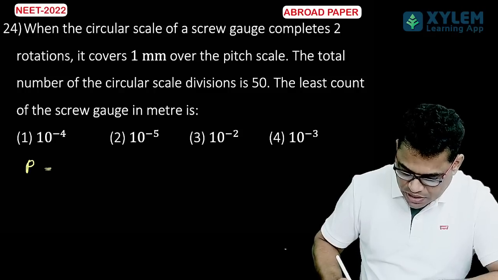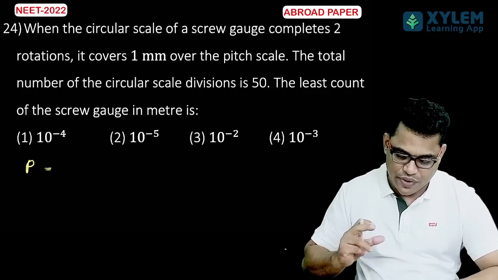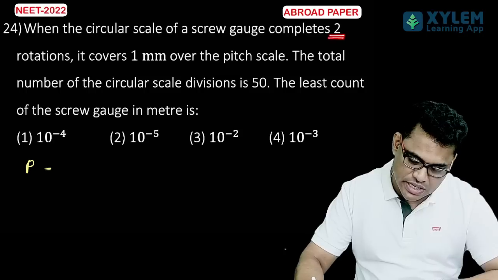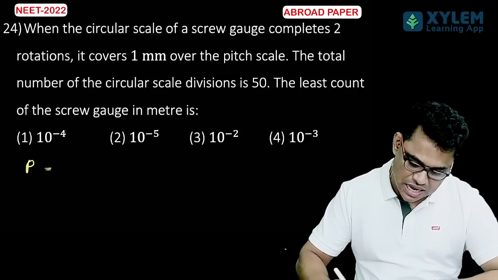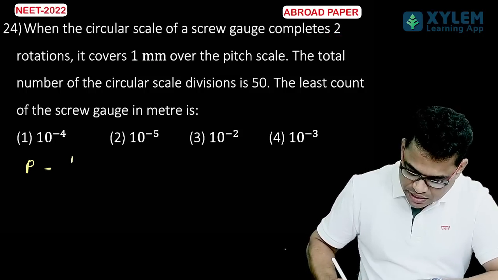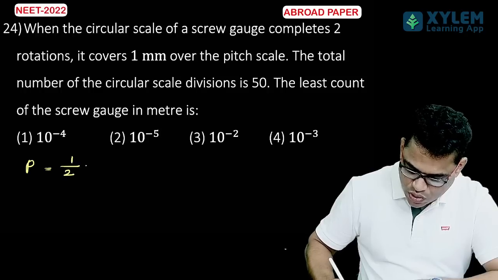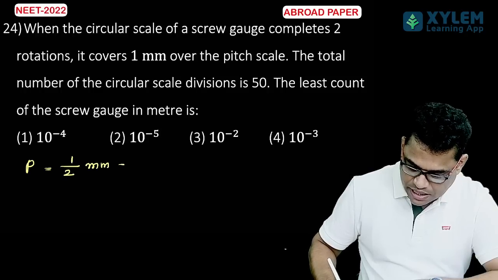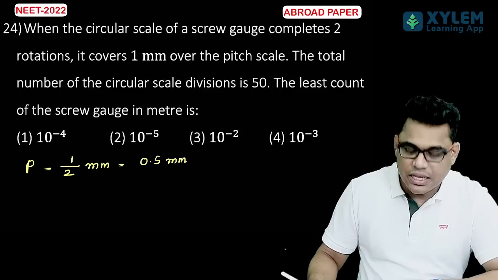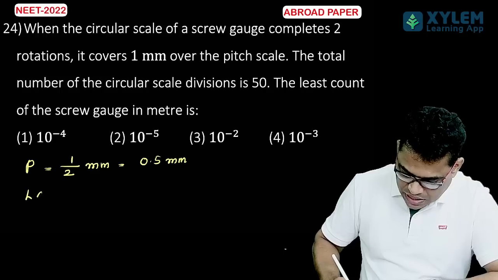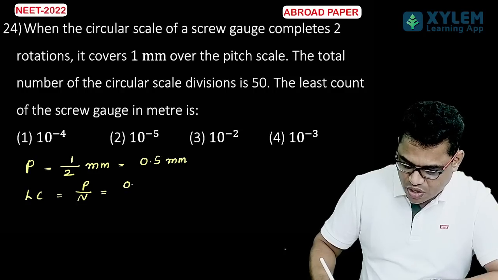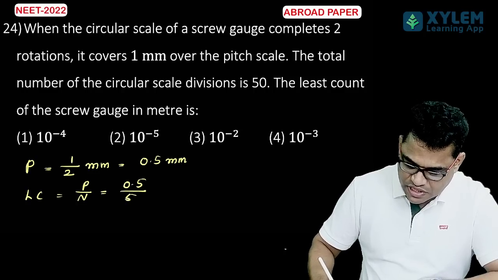What is pitch? Pitch is the distance traveled when the head scale makes 1 rotation. See here, in 2 rotations, the head scale travels a distance of 1 millimeter. Therefore, in 1 rotation, it travels a distance of 1 by 2 millimeter, that is 0.5 millimeter. Then let us think about least count. Least count is equal to pitch divided by number of head scale divisions. Pitch is 0.5, number of head scale divisions is 50.